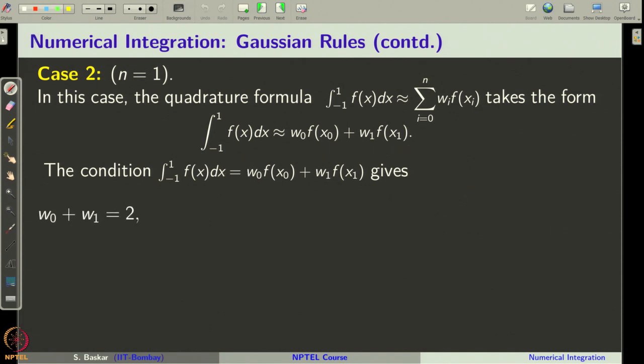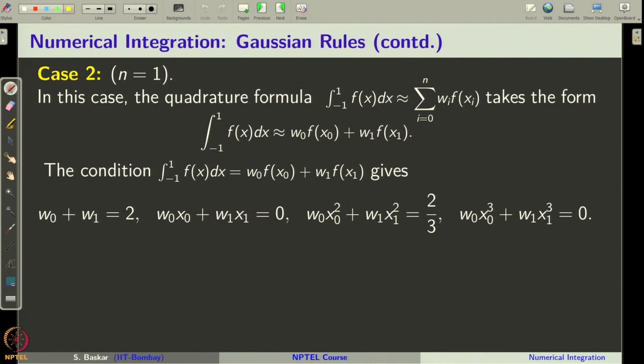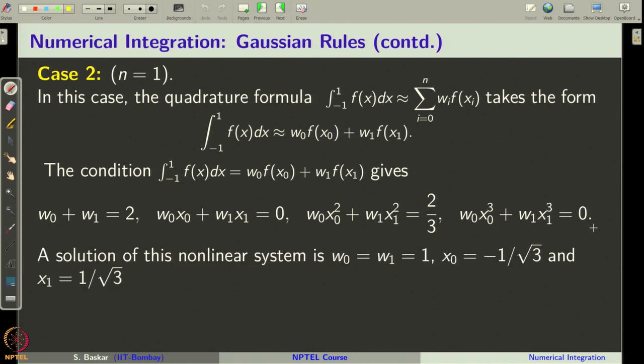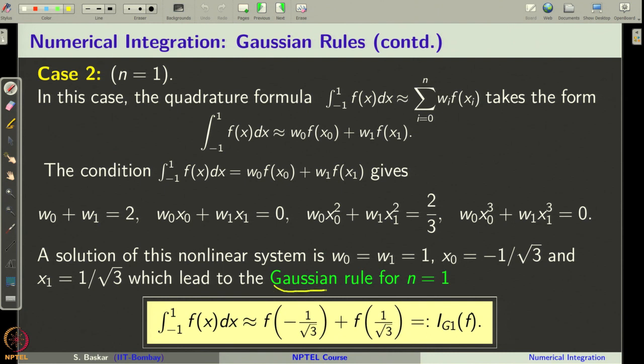When you take f of x identically equal to 1, you get this equation. When f of x equal to x, you get this equation. f of x equal to x square, you get this equation. And finally, f of x equal to x cube gives you this equation. You can see that you have 4 equations. It is a system of nonlinear equations, and you somehow have to solve this system. You can see that w naught equal to w 1 equal to 1 and x naught equal to minus 1 by root 3 and x 1 equal to 1 by root 3 will solve this system of nonlinear equations. Therefore, the Gaussian rule with n equal to 1 is given by this formula.